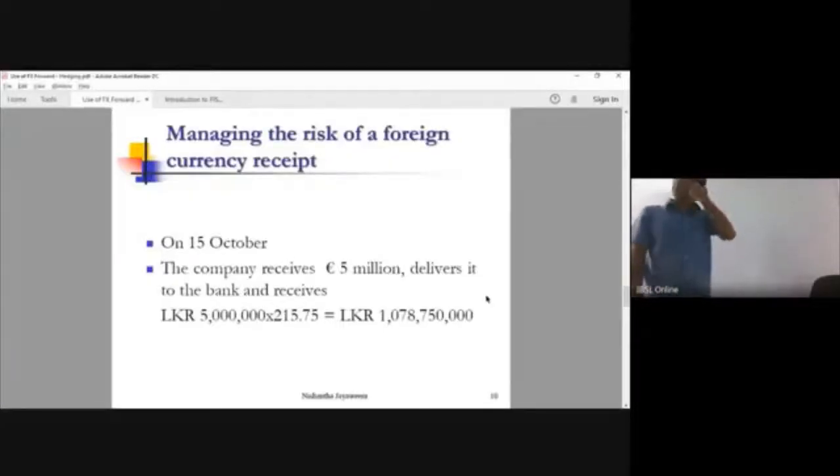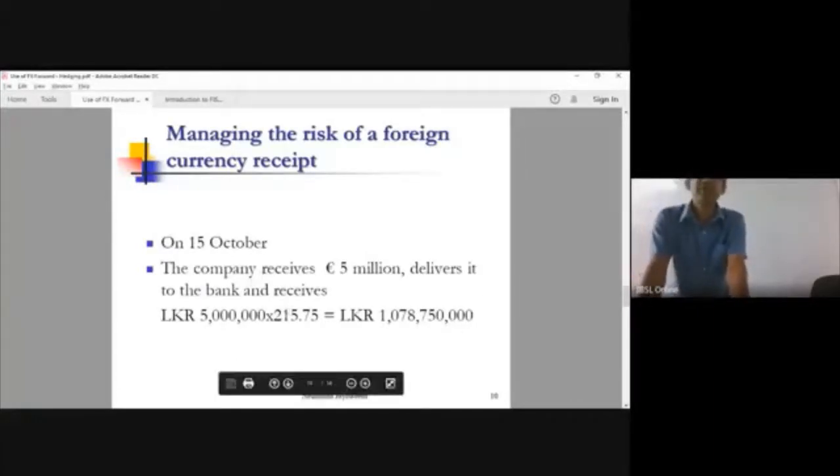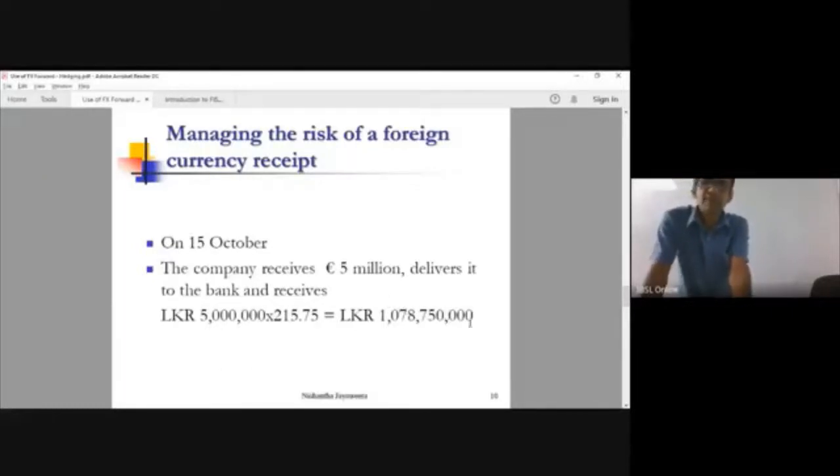Okay, this is the result of the previous transaction. So if the exporter agrees to sell euro 5 million at 215.75, he will receive 1 billion rupees and 78 million and 750,000.